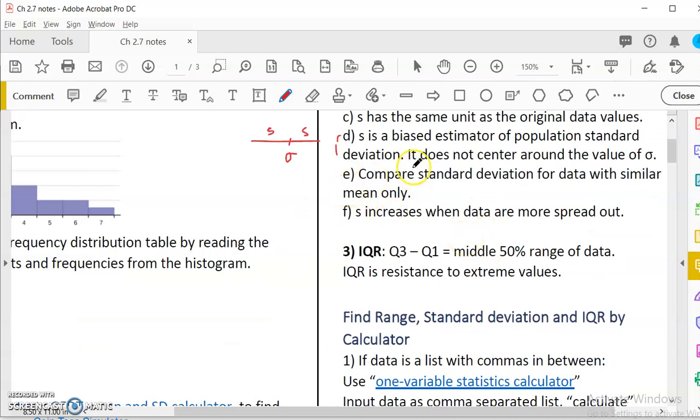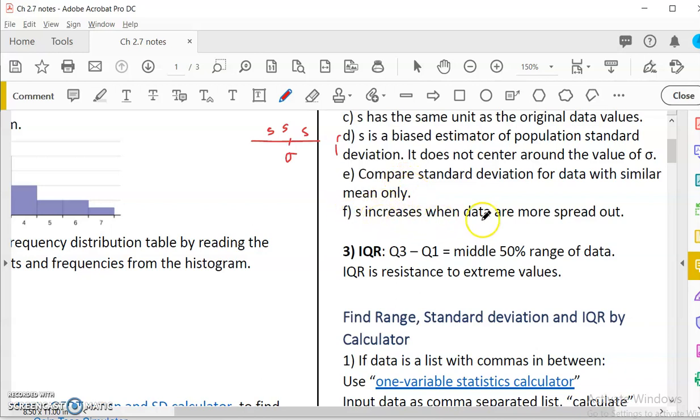E, compare standard deviation for data with similar means only. So when we say a large S is large variation, of course, if your means are different, then you can't compare, right? So when you're comparing variation of data, make sure that the means are more or less the same, then you can compare variation.